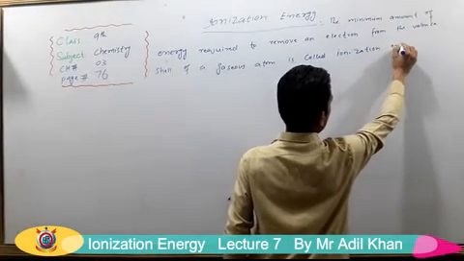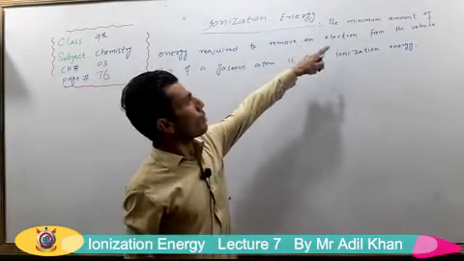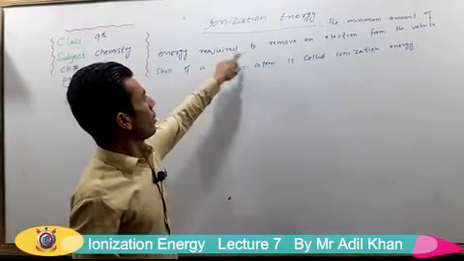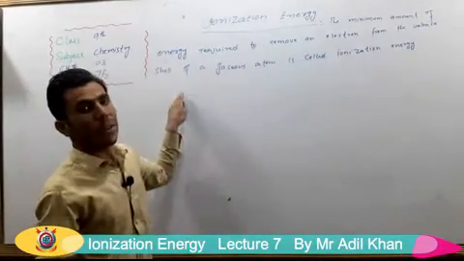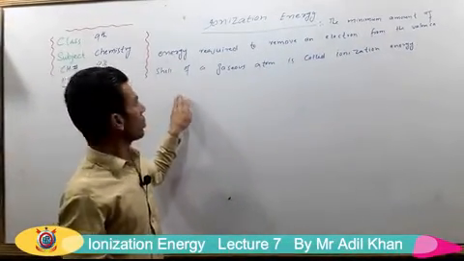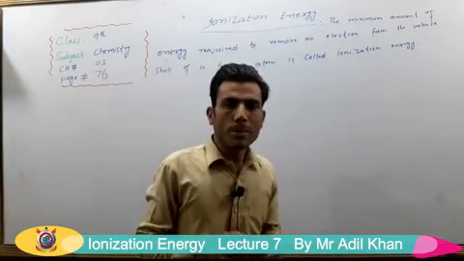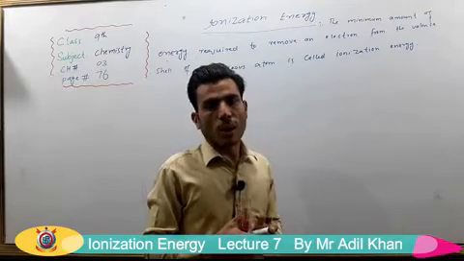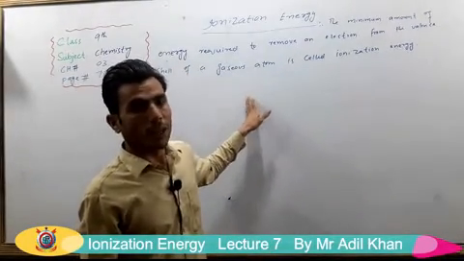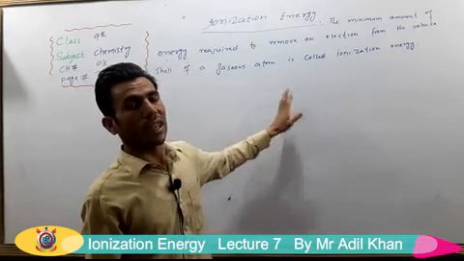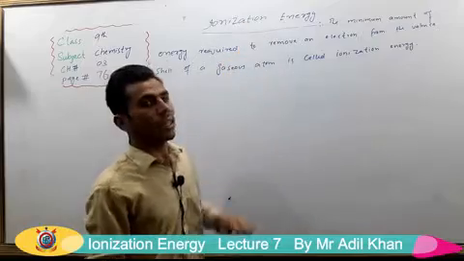Ionization energy. The minimum amount of energy required to remove an electron from the valence shell. Valence shell means the last shell, the outermost shell of a gaseous atom. This is called ionization energy.